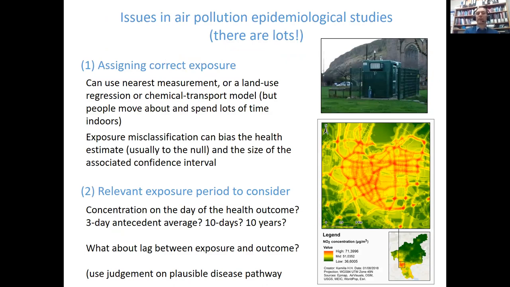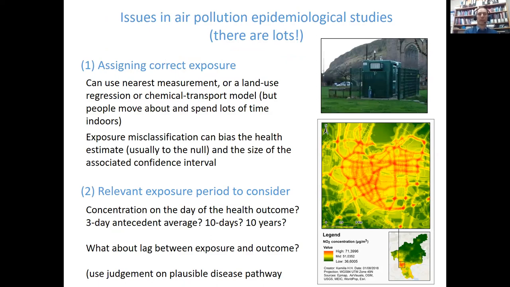Also associated with exposure is, what is the relevant exposure averaging period that we might need to consider? Do we need to worry about the exposure today and looking at the mortality rates today? Do we look at the exposure period over the last 2 or 3 days, for example, and the mortality rate today? Or if we're interested in more chronic type of diseases and outcomes, do we look at the exposure over the last year, the last 10 years?